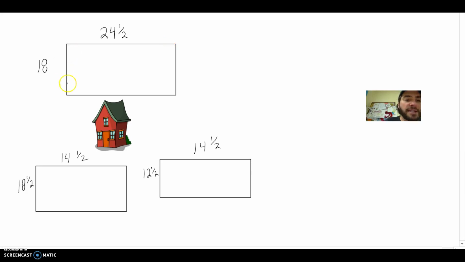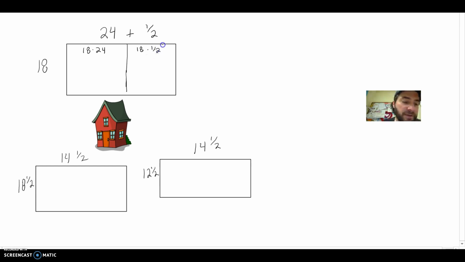So this is 18. I'm going to leave that as 18 feet. This I'm going to break up into 24.5. And then I'm going to get what 18 times 24 is, and then I'm going to get what 18 times a half is, or what half of 18 is.